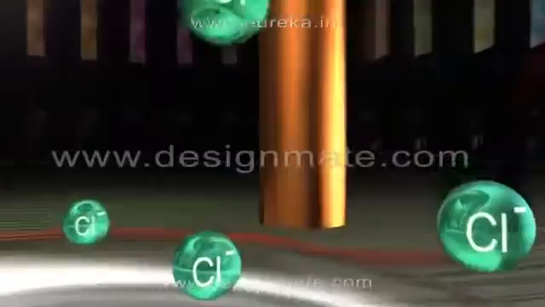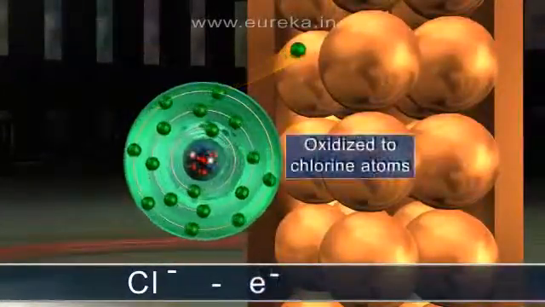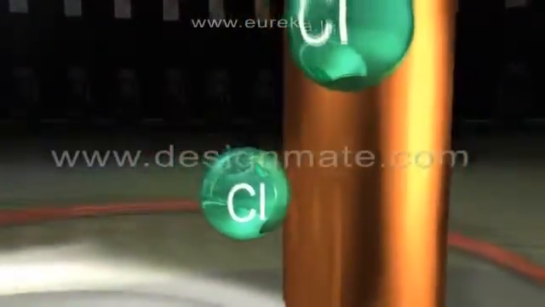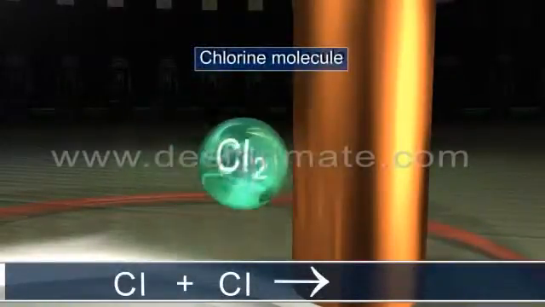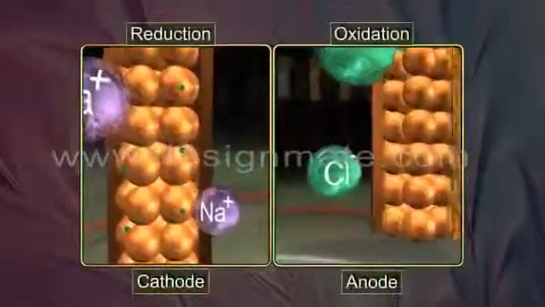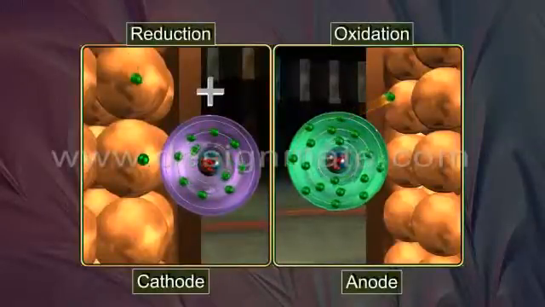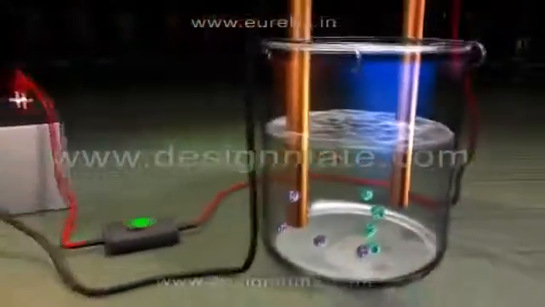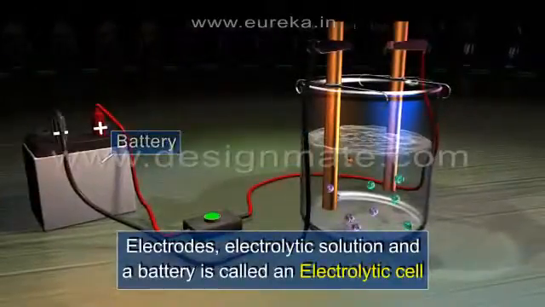Chloride ions, being negatively charged, are attracted towards the anode. Here, these ions lose the electrons and are oxidized to neutral chlorine atoms. Two such chlorine atoms combine to form a molecule of chlorine. Reduction and oxidation take place simultaneously at cathode and anode respectively during electrolysis. The complete assembly containing electrodes, electrolytic solution, and a battery is called an electrolytic cell.